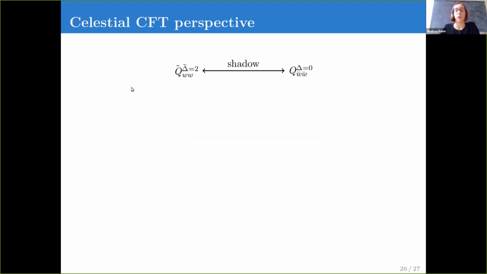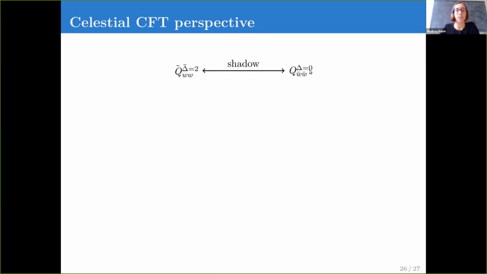Now, let me come back to these mode operators that I introduced earlier. What I can say now is that in the conformally soft limit, where this mode operator has the dimension delta taken to 0, or a mode operator defined for the shadow primary with dimension 2, these two mode operators are related by a shadow transform for opposite helicity.